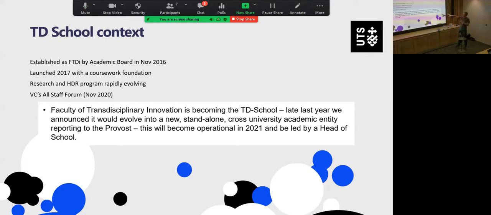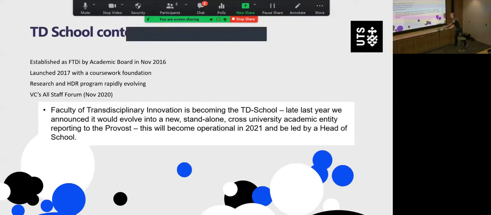But just to reinforce the VC's message that the faculty is transforming to a school. Think of this roughly in the same sense as the graduate research school. It's a university entity, structured, I guess, similar to a faculty, but really meant to help break down silos across faculties. Hopefully that will become clear as the talk goes on.